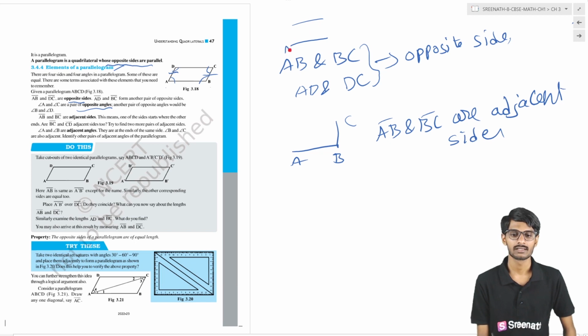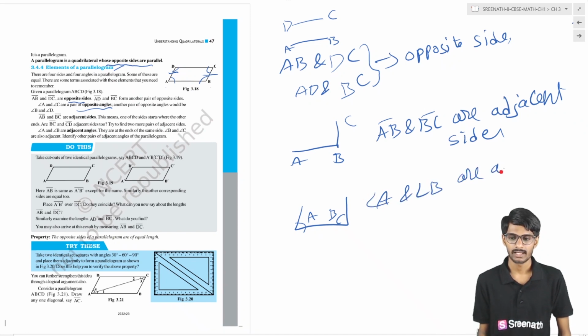Here AB and DC are the opposite sides, and AD and BC are the opposite sides. Here AB, BC, these two are the adjacent sides, and these are the opposite angles. And what are the adjacent angles? Angle A and angle B are adjacent angles.